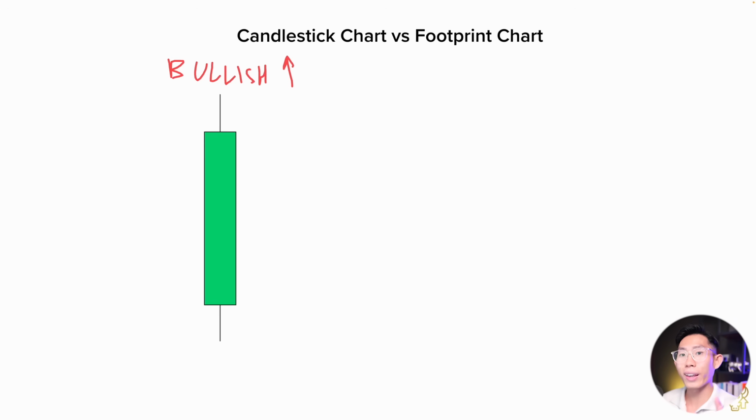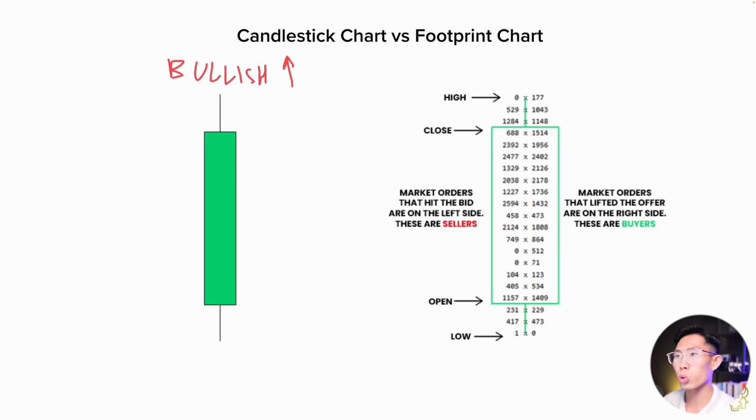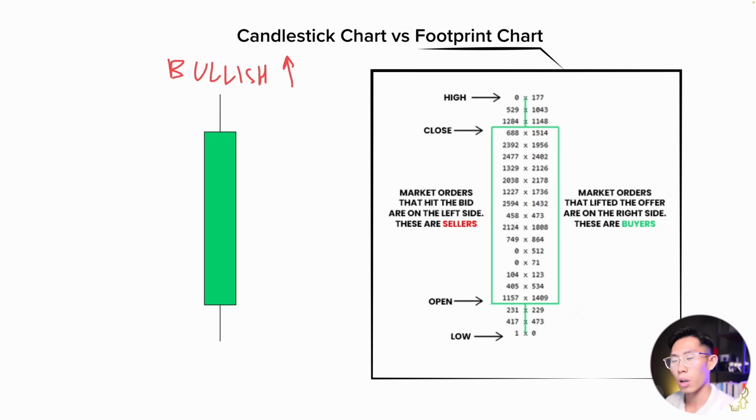Now, you're essentially looking at the outcome of buyers and sellers. You are not looking at how it was being formed. You're looking at just what price is doing, the outcome. It doesn't really tell you what is going on at a deeper level beneath the candlestick. And that is when your footprint chart comes in.